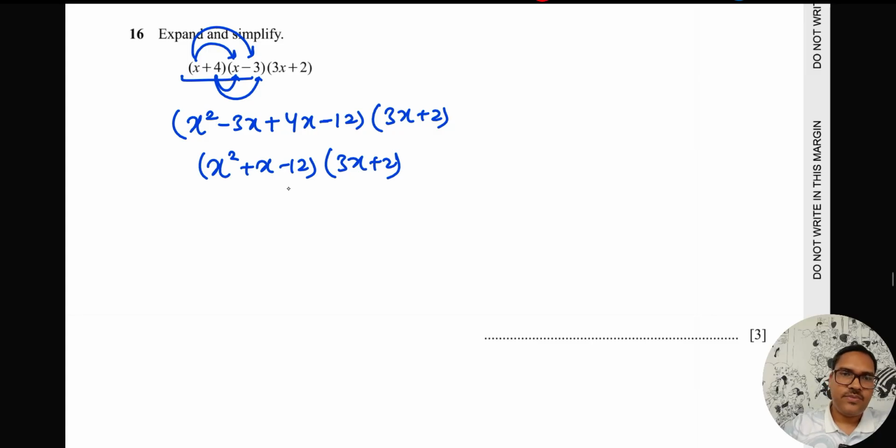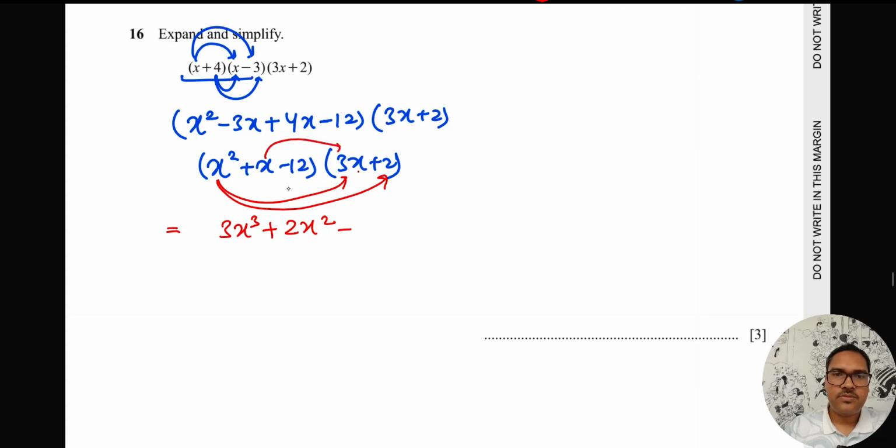So now, again, same thing. Multiply x square with 3x, that gives you 3x cube, because x square into x will become x cube. Now, x square multiplied with 2 is 2x square. Now, let's multiply this x with 3x, this is plus 3x square. Multiplied with this is plus 2x. Correct? This is now negative 12 into 3x, this is negative 36x. Then negative 12 into 2, negative 24.